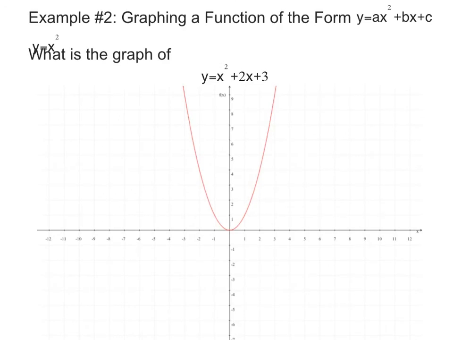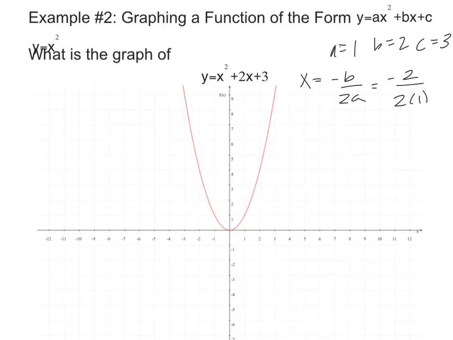All right, so I've given you just a parent function of y equals x squared, but we're asked to graph y equals x squared plus 2x plus 3. First thing we need to do is identify a, b, and c. So a is the coefficient of x squared, which is 1, b is 2, and c is 3. Okay, now using that information, let's first find the axis of symmetry, which is also the same as x. So remember, the formula for x is -b over 2a, which would give you -2 over 2 times 1, which if you multiply and reduce, you will get -1 as your x.